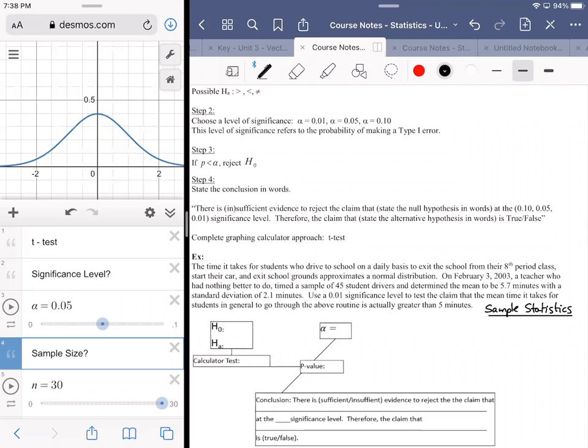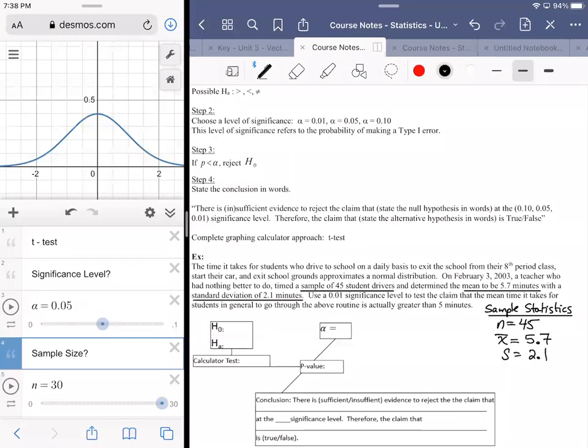It actually isn't raw data. It's data in the sense that it's a set of numbers, but they're actually summary statistics, right? So we're looking at an X bar, the mean for these 45 individuals is going to be 5.7 and a standard deviation of 2.1, referring to the sample of 45 student drivers. All right, so we have n is equal to 45, X bar, the sample mean, is 5.7, and s is 2.1.